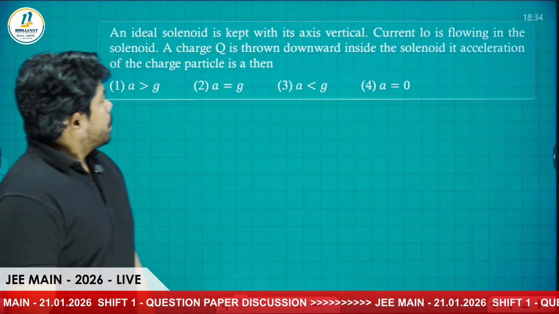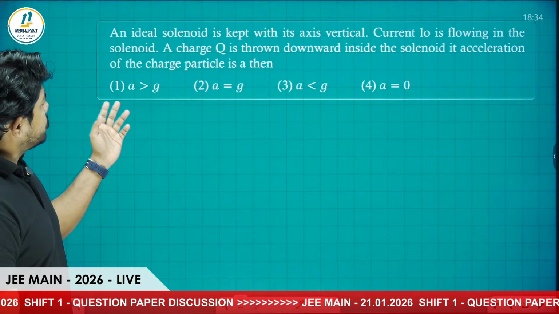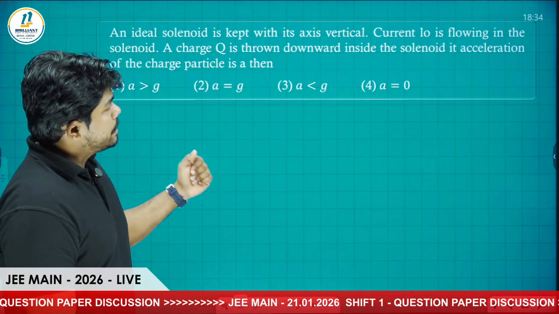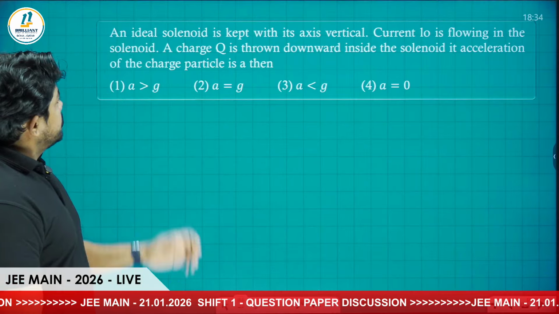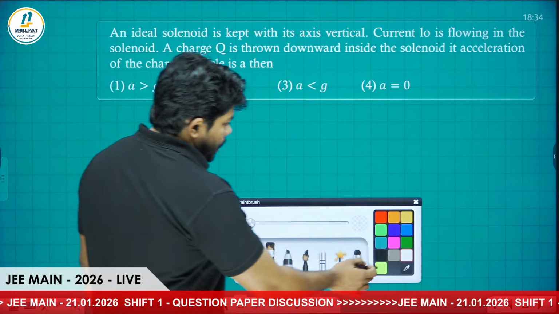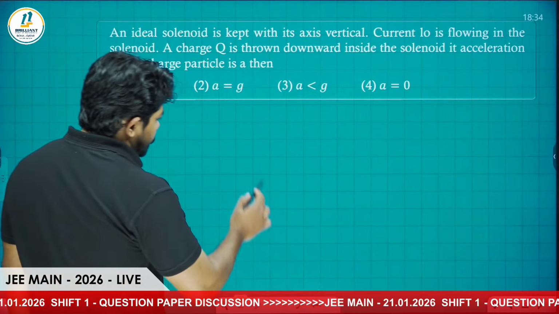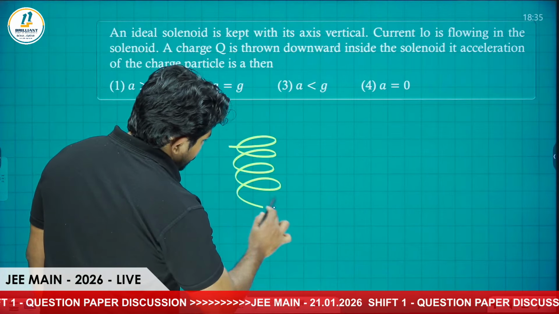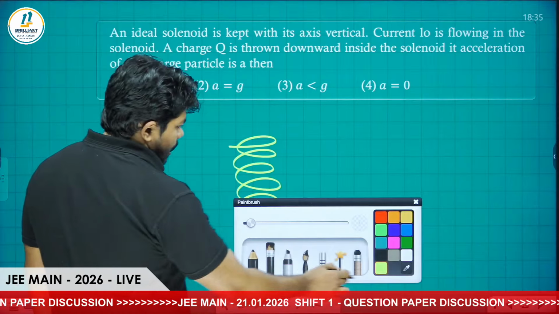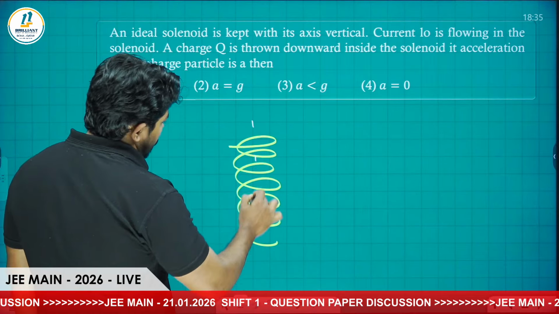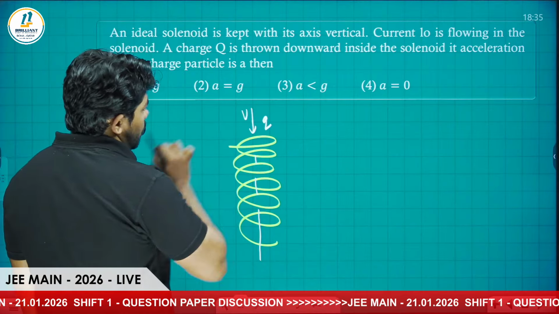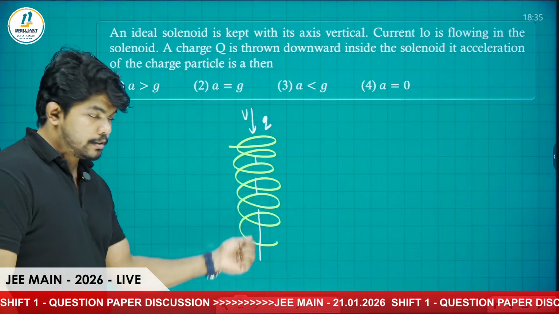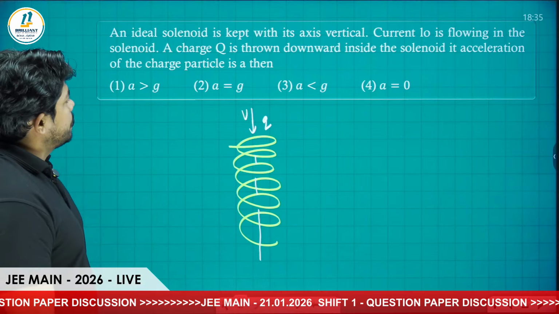Okay, so moving on to the next one. This is based on magnetism and some ideas of mechanics we have to apply. The idea is an ideal solenoid is taken, and some charge is trying to move along the axis. So we can say the velocity of the charge is along this line, along the axis of the solenoid.